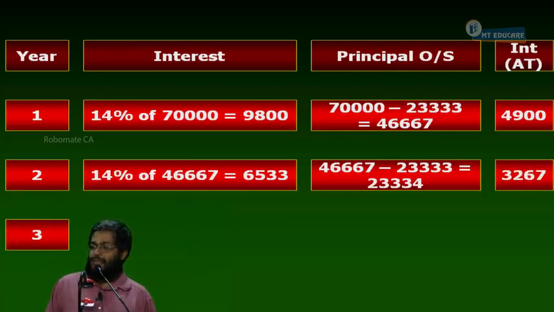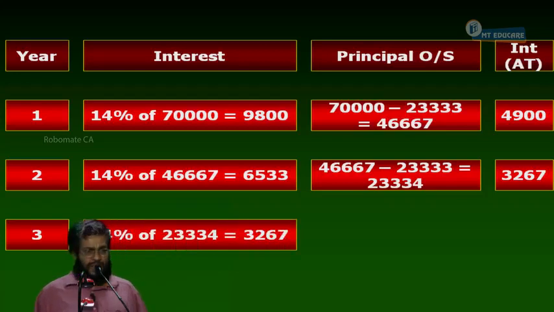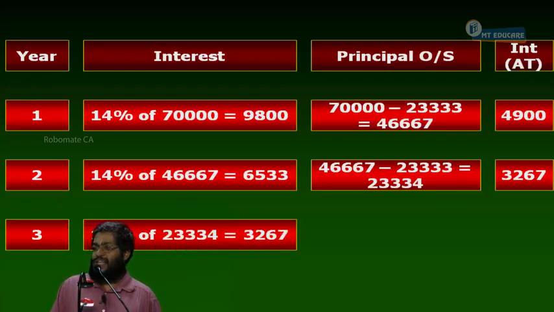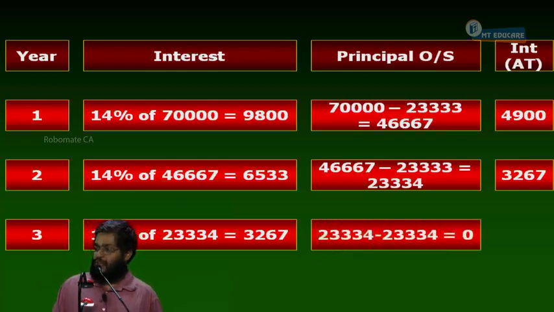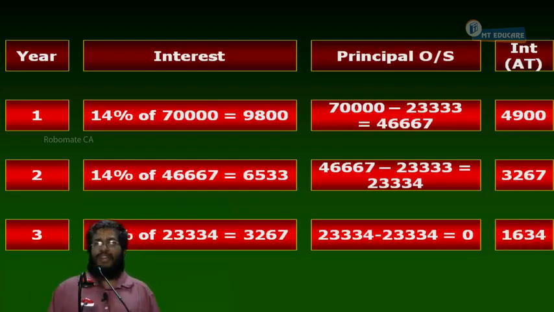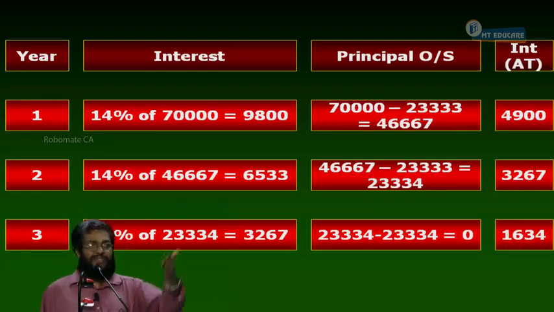Third year, 14% I charge interest on 23,334, which is 3,267. Tell me, what is the principal outstanding? It is going to be 0. What is the interest after tax? 3,267 into 50% gives you what? 1,634. This is interest after tax. I hope everybody responds yes or no now.